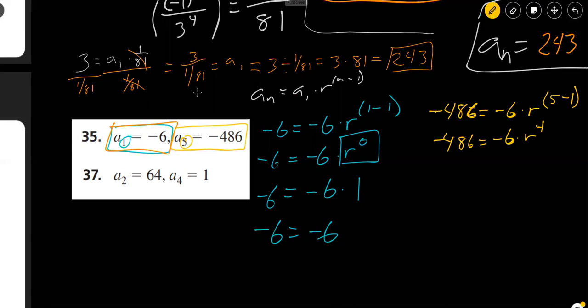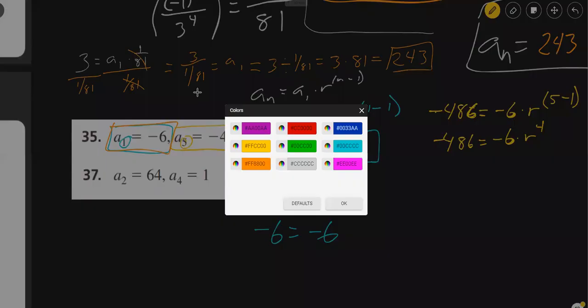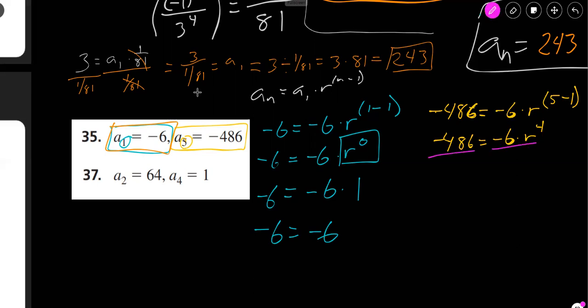Well, I can use this to solve for r. I'm solving for r, so I'm going to use pink. Divide by -6 on both sides of the equation. Cancel, cancel. These negatives become positive. 486 divided by 6 gives me 81. So 81 equals r to the 4th. Well, 81 is just 3 to the 4th power, so that means that 3 equals r to the 4th. Oh, not r to the 4th, r to the 1st.